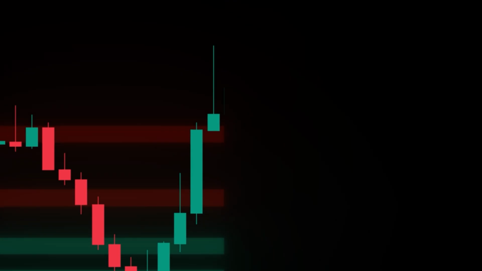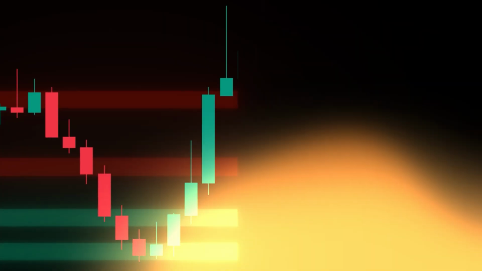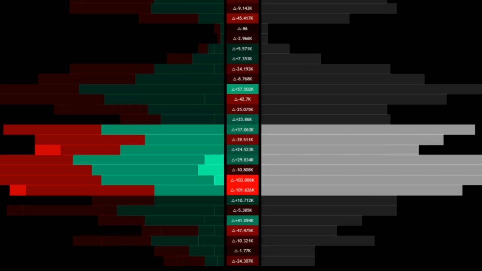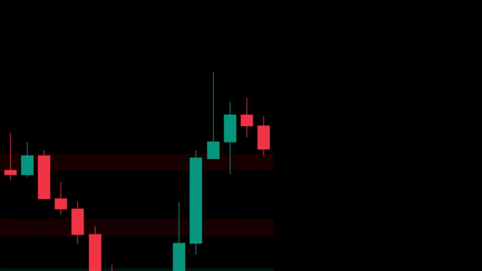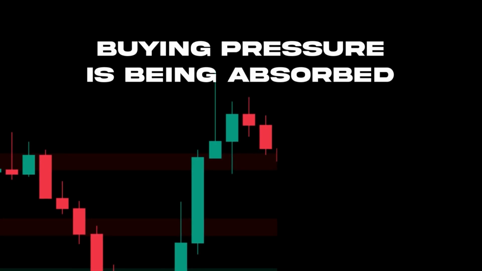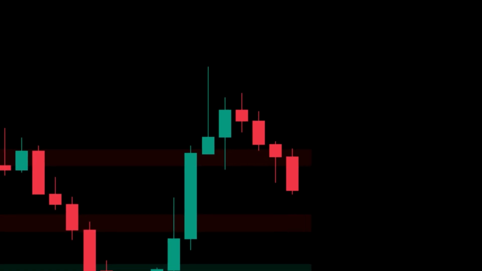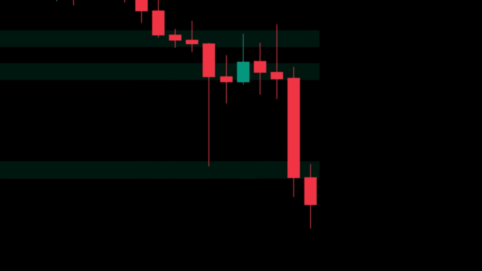Here's an example. Price is pushing into resistance. Most traders see strength, but the indicator shows strong positive delta directly into upper wick absorption. Buyers are becoming aggressive. Yet price isn't moving higher. That means buying pressure is being absorbed. Shortly afterwards, price reverses and falls.